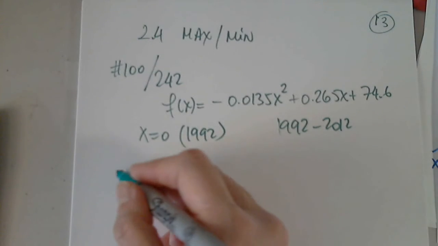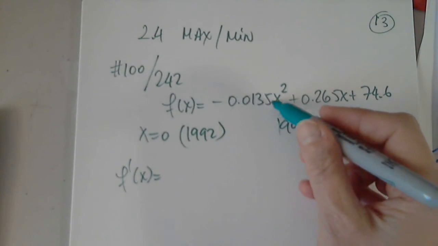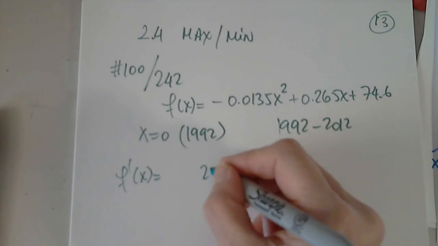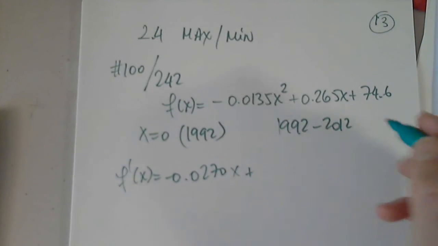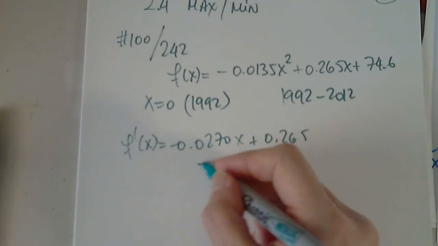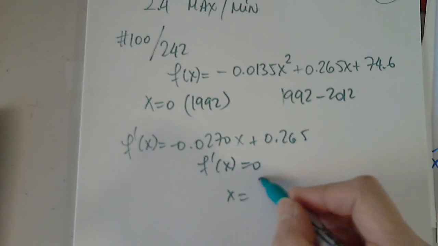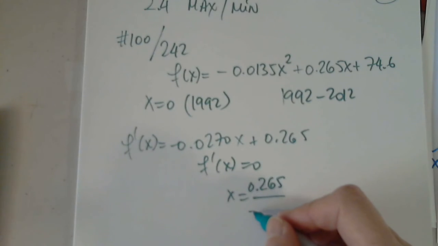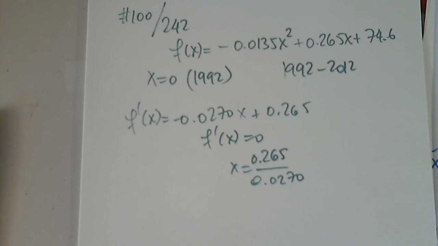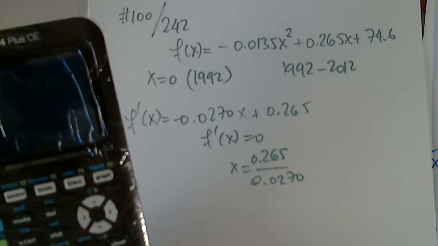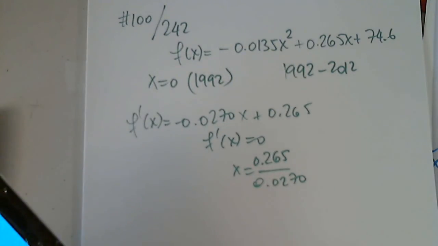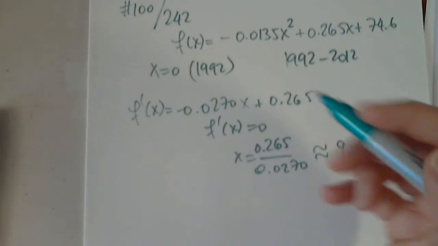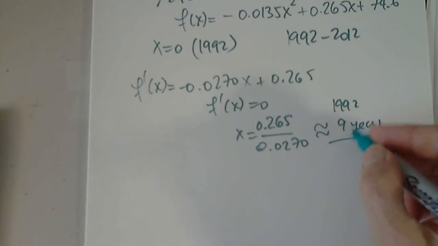Well, we'll use calculus. I have to find f prime, which will be negative 0.027 x plus 0.265. When I set this equal to 0, I will get that x equals 0.265 divided by 0.027, because they are both negative. Of course, the number of years has to be positive. So 0.265 divided by 0.027 is 9.8. So 9.8 is roughly 9 years since 1992. So when I add that, I get 2001.